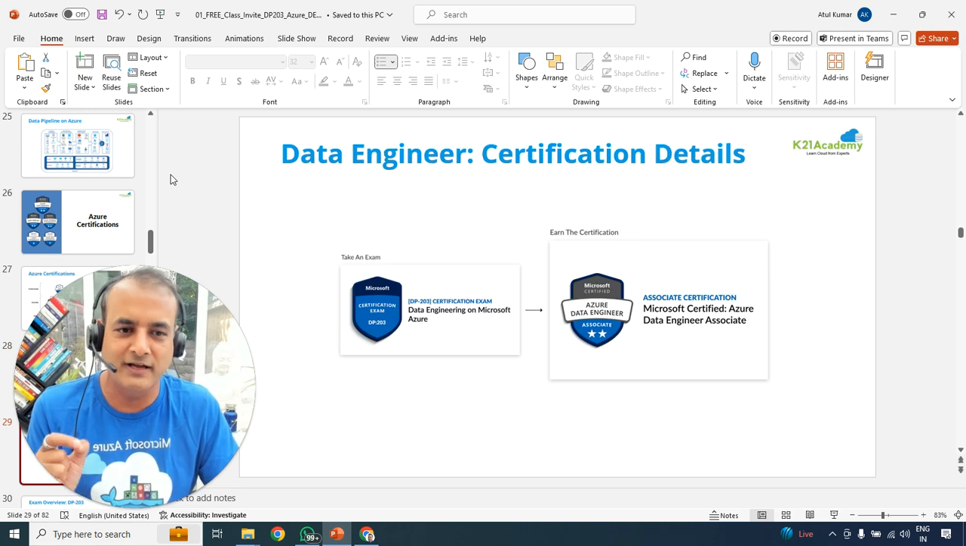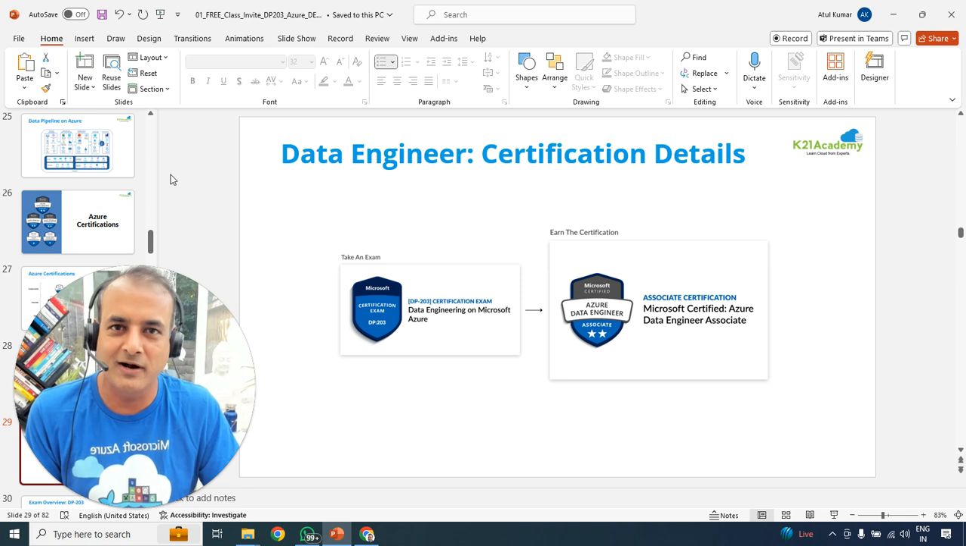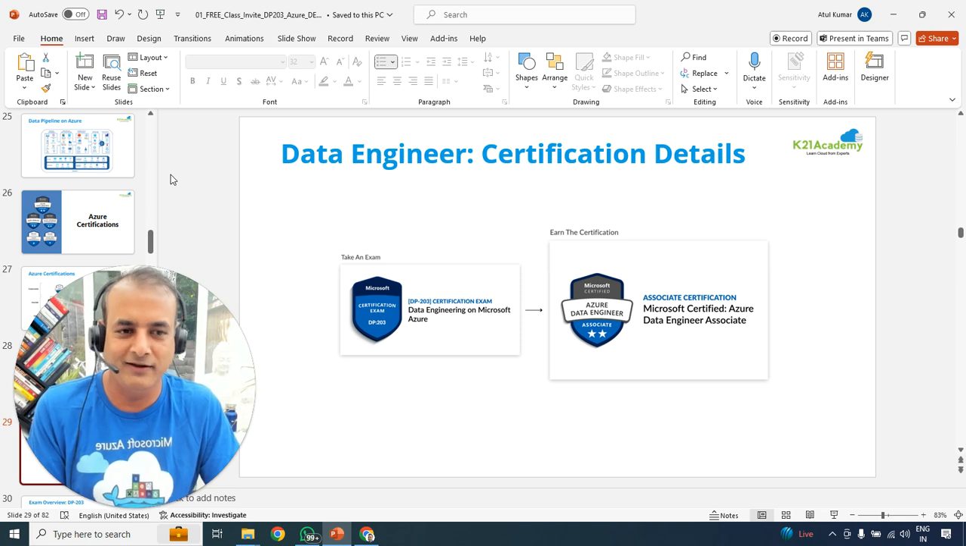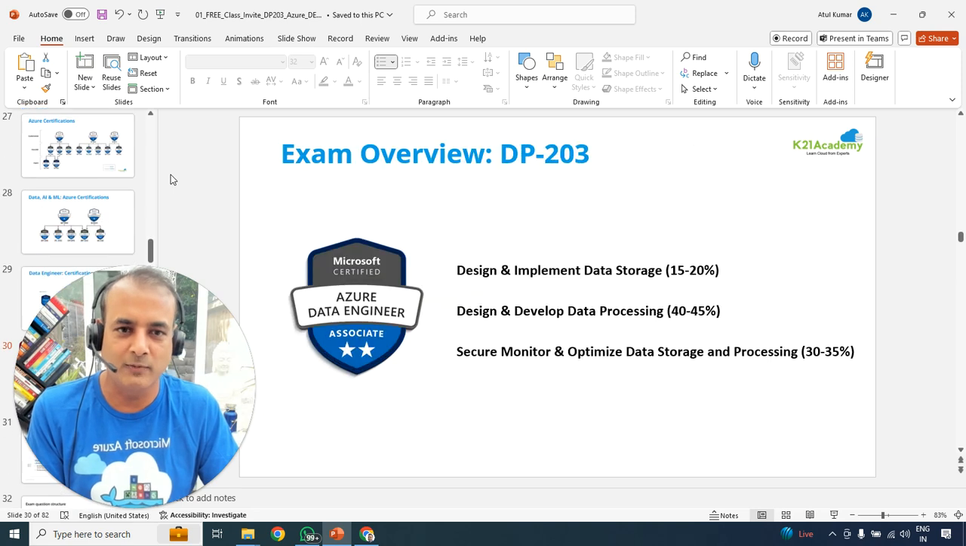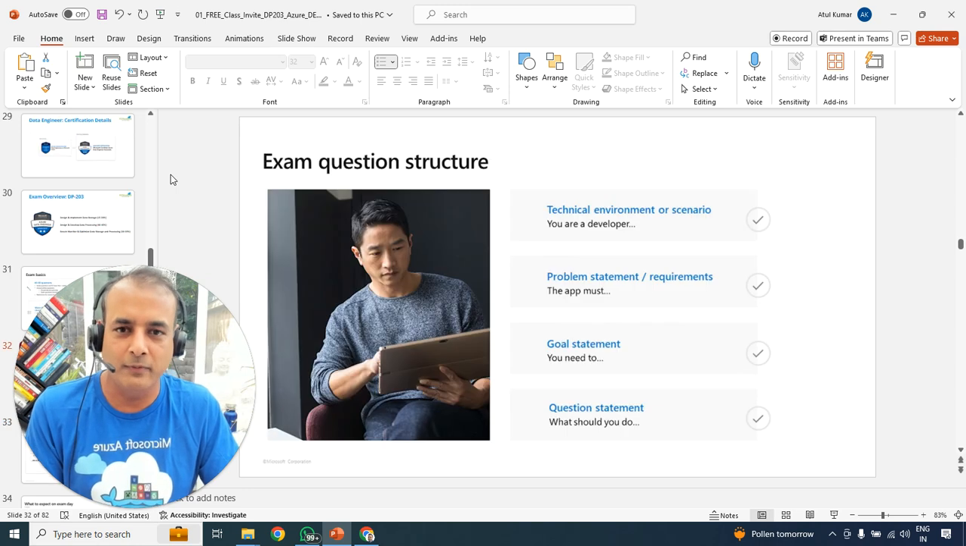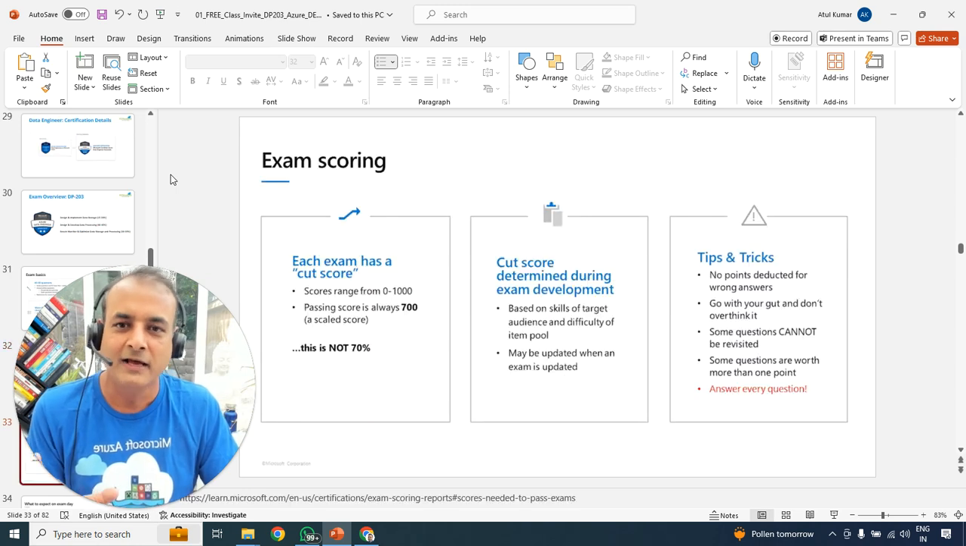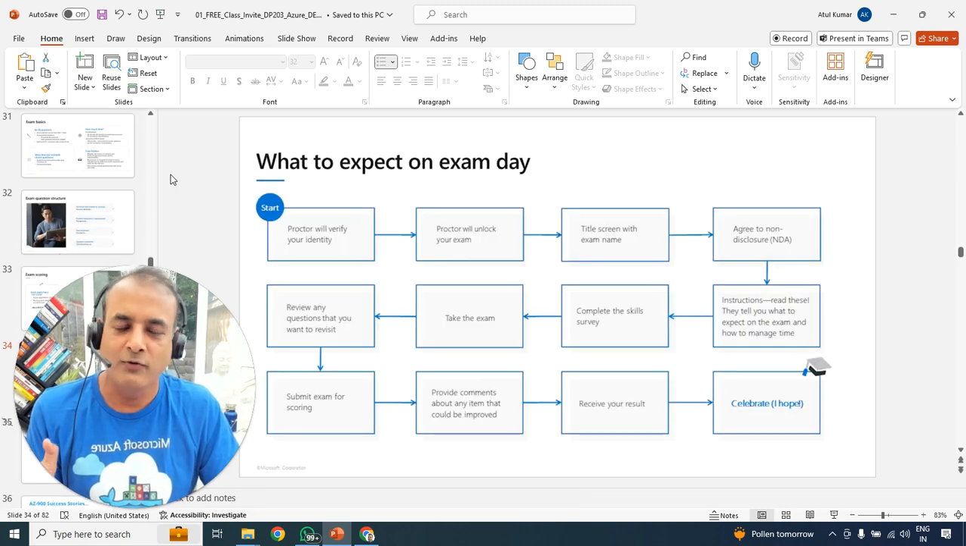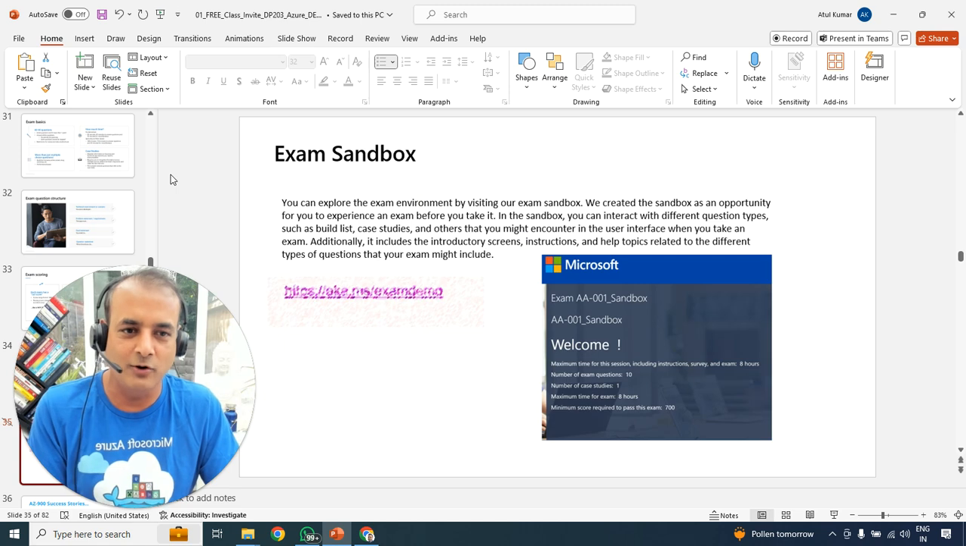Within that, we'll narrow down to what is, in my view, the most critical and most in-demand one, which I've been dealing with for the last few years: the data engineering certification, DP-203, that we'll be talking about. We'll also look at the content, what you can expect, three main domains around that, and then some exam basics in terms of what to expect in the exam and how to prepare. So exam basics, exam question structures, how scoring happens, and all those tips and tricks to clear this exam. We'll also look at what to expect on exam day.